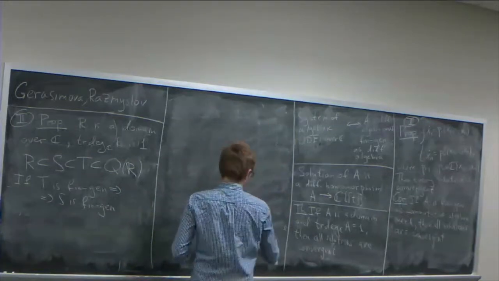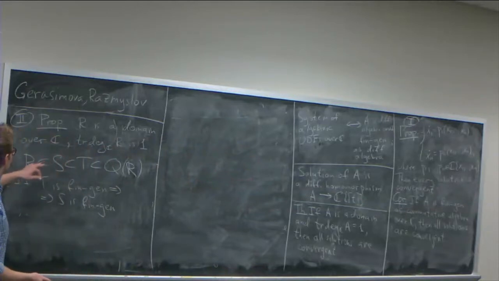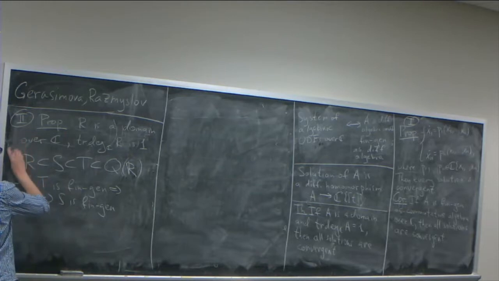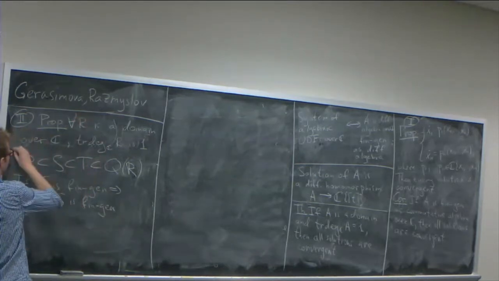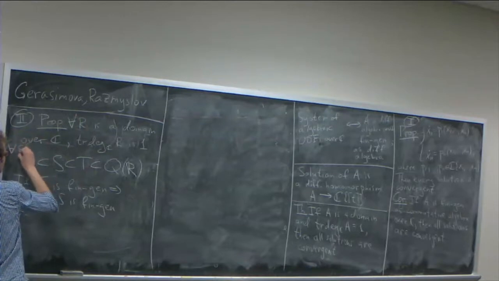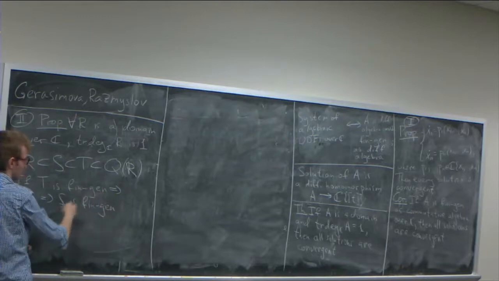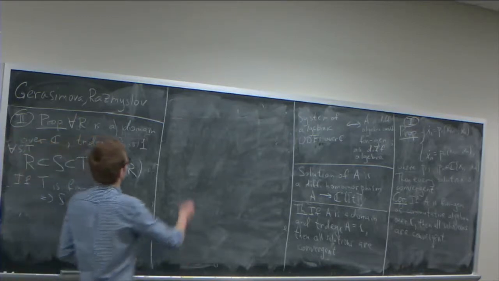Could you put quantifiers there? If R is a domain, then for every R, every R domain, and then every S and T, T is finitely generated implies S finitely generated. Okay, that's fine. And then the corollary.